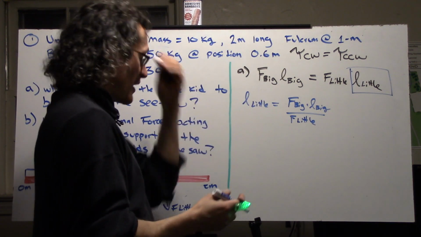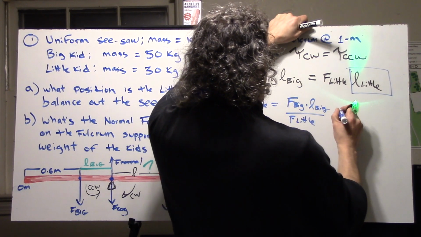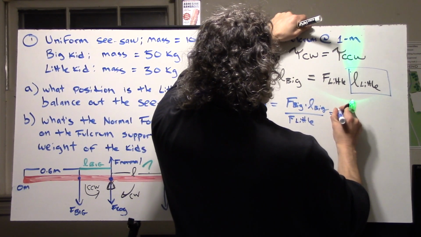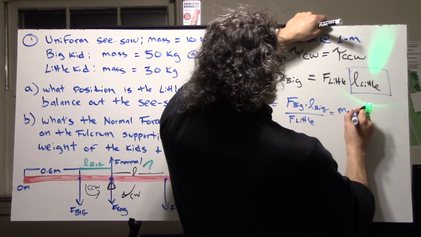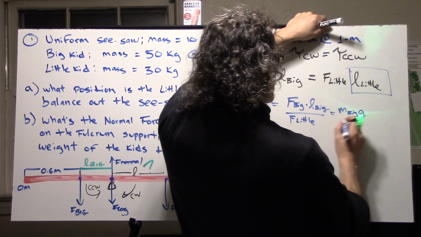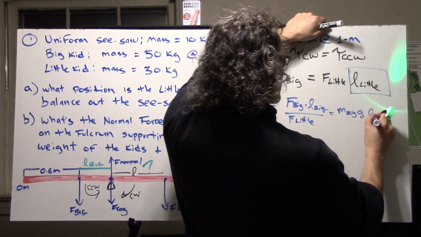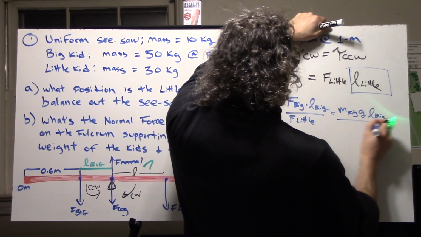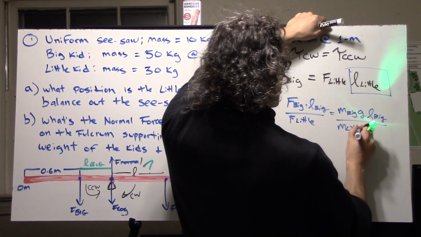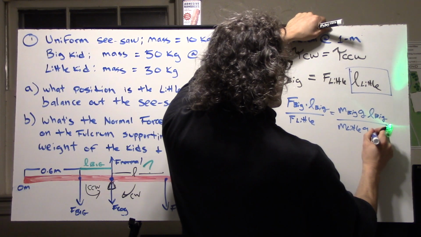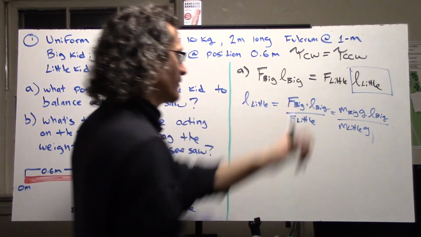It's pretty easy. Now I can be a little bit more sophisticated. I can write this as M big times G times L big over M little times G. That's it, because it's just F little.